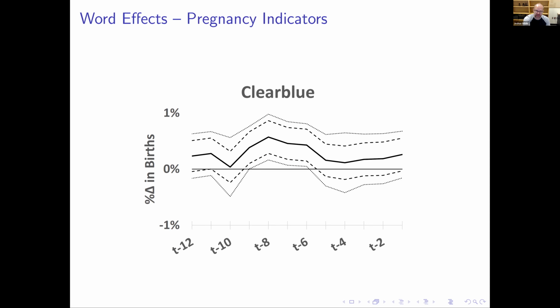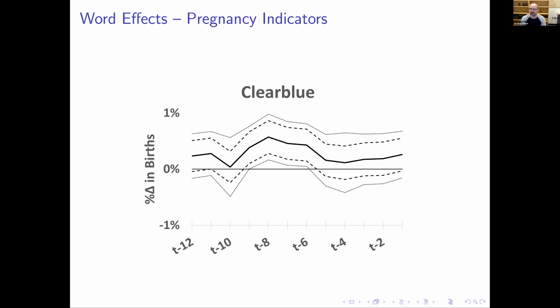And the vertical axis is the size of the effect, the predicted association. And the horizontal axis is months before birth. So for example, T-9 is 9 months before birth, which is about the time of conception. So as you can see, for the months before T-9, there's really no relationship between searches for clear blue and births at a later date.